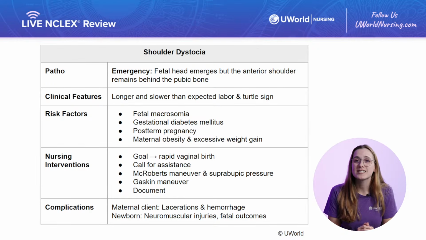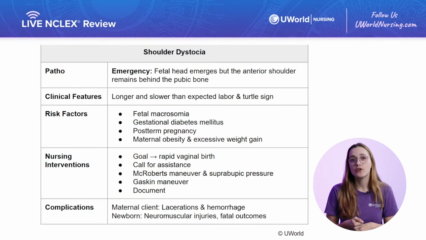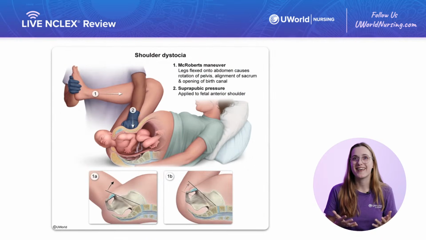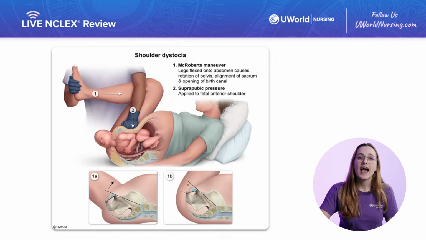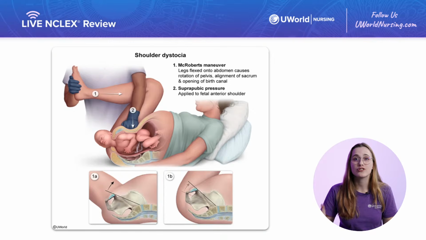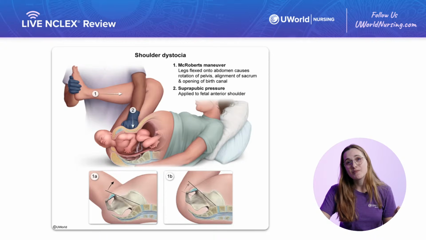And then we're going to assist in maneuvers such as the McRoberts maneuver, which involves 2 providers like nurses. The nurses are each going to have a leg and sharply flex the thigh against the abdomen. At the same time, one of the nurses is going to apply suprapubic pressure. So pressure just above the pubic bone is applied to the fetal anterior shoulder. So the flexing of the legs is going to rotate the pubic bone and allow the shoulder to become free.